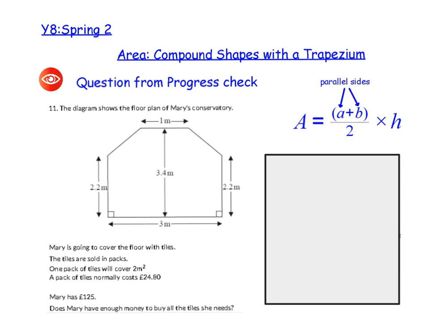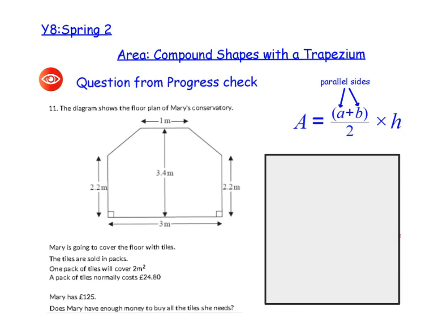Now, the important thing is always to read the question carefully. The diagram shows the floor plan of Mary's conservatory. Rather a strange shape, we'll split that up in a moment. Mary's going to cover the floor with tiles. Tiles are sold in packs. One pack of tiles will cover 2 meters squared. A pack normally costs £24.80. Mary's got £125. Does she have enough money?